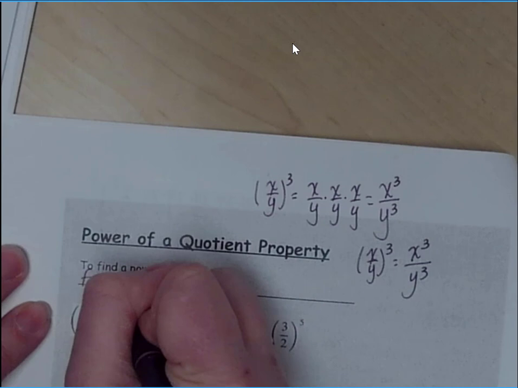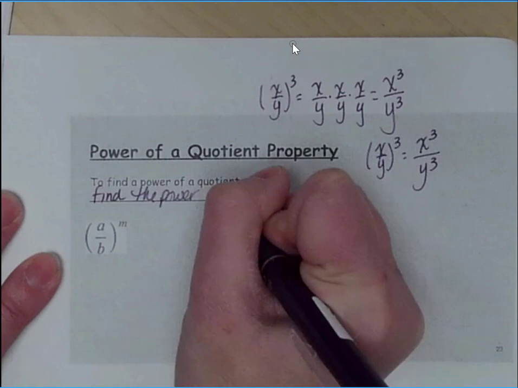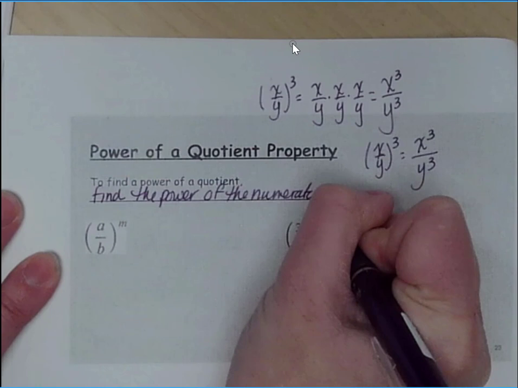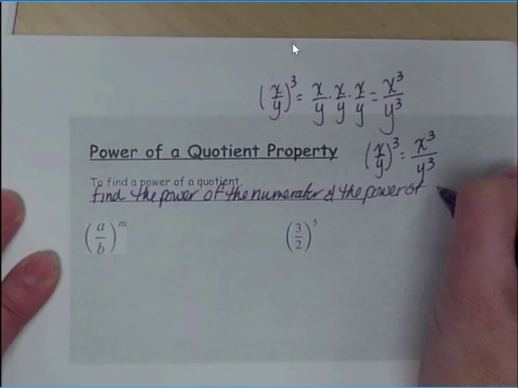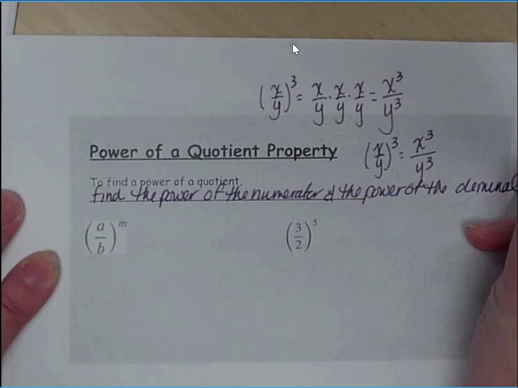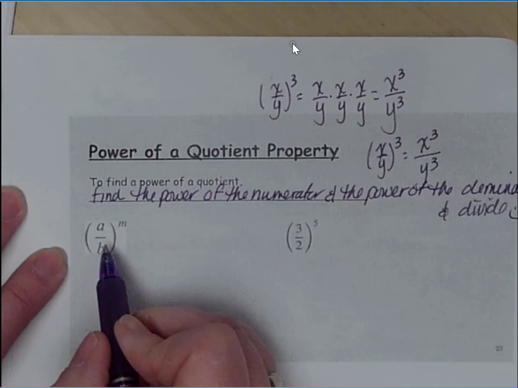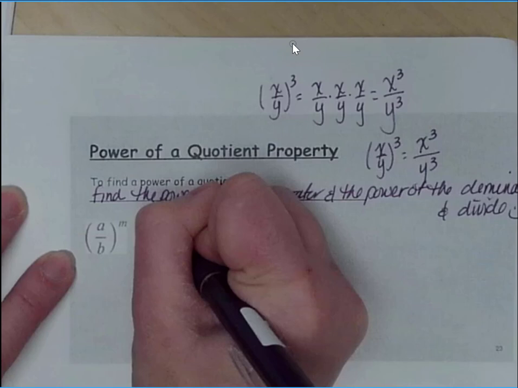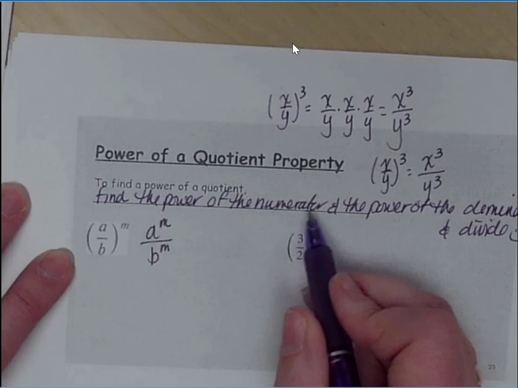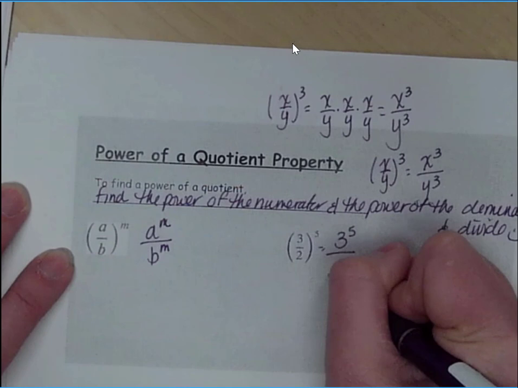So how do I find the power of a quotient? I'm going to find the power of the numerator and the power of the denominator and then divide. So if I have (a divided by b) to the m power, I have a to the m over b to the m. Now here I really can't divide neatly. I mean, I'd end up with a decimal, but I'd have 3 to the 5th power over 2 to the 5th power there.